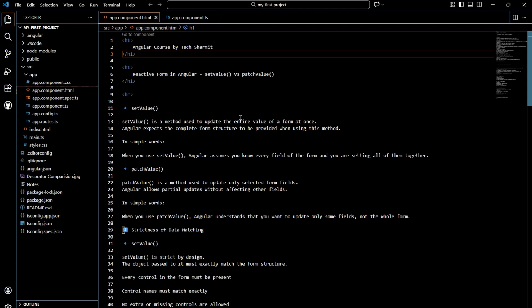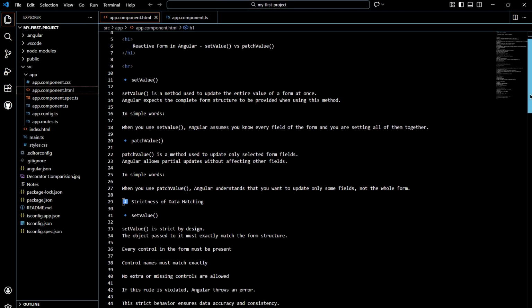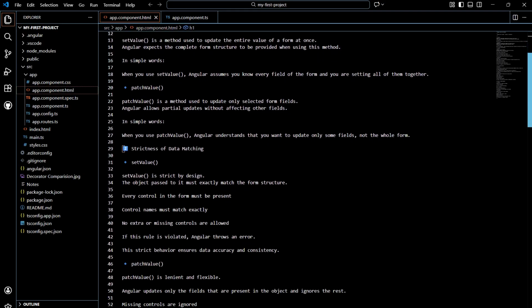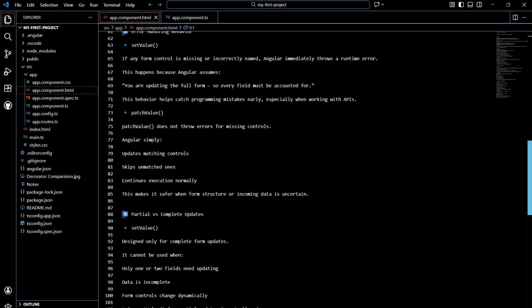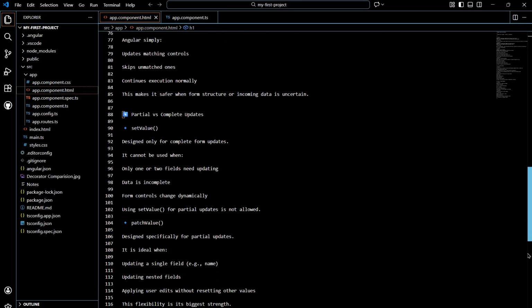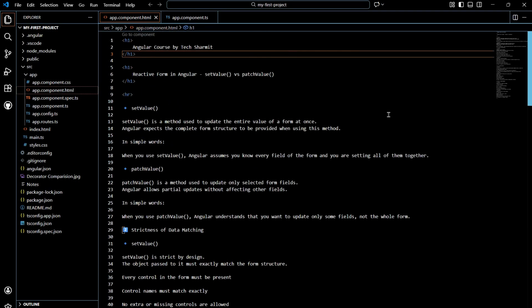So at that time you should know about some pointers that you can consider while telling the answer to the interviewer or examiner. Okay, so by the end of this session we will be able to understand what is setValue and what is patchValue, the difference in terms of strictness of data matching, difference in terms of error handling behavior, and also in terms of partial and complete form update.